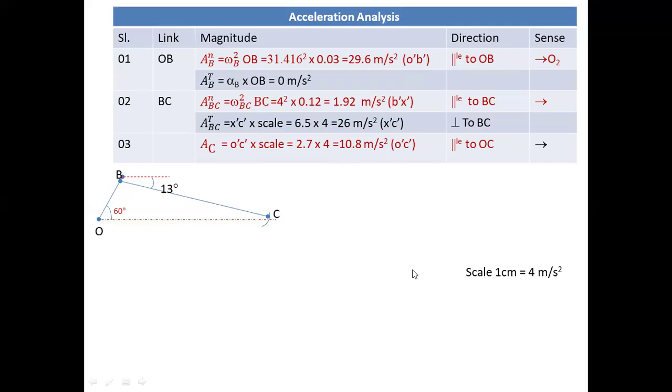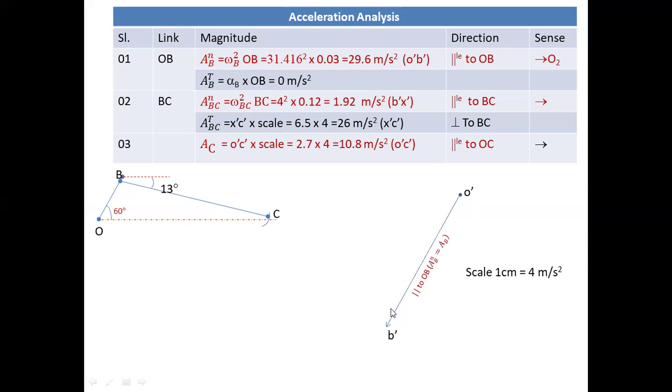So first we will look at point O. Now look at the rotation. The crank rotates with uniform speed. Now we will draw B dash parallel to this OB line, parallel to the given link, but in the opposite direction. So B dash will be in the downward direction. So what is the value of normal acceleration? 29.6. So we can take scale 1 is to 4. 1 centimeter is equal to 4 meter per second square. So this line will be around 7.4 centimeter.